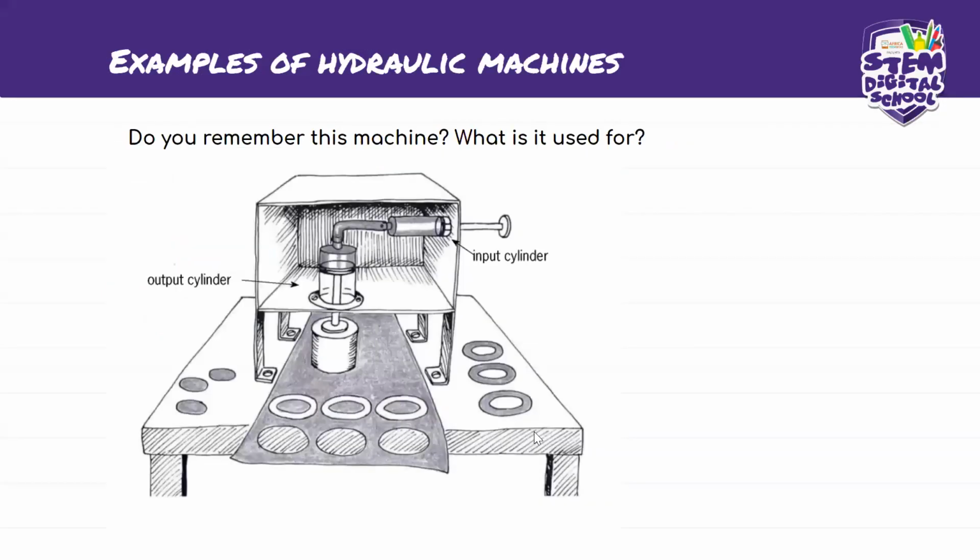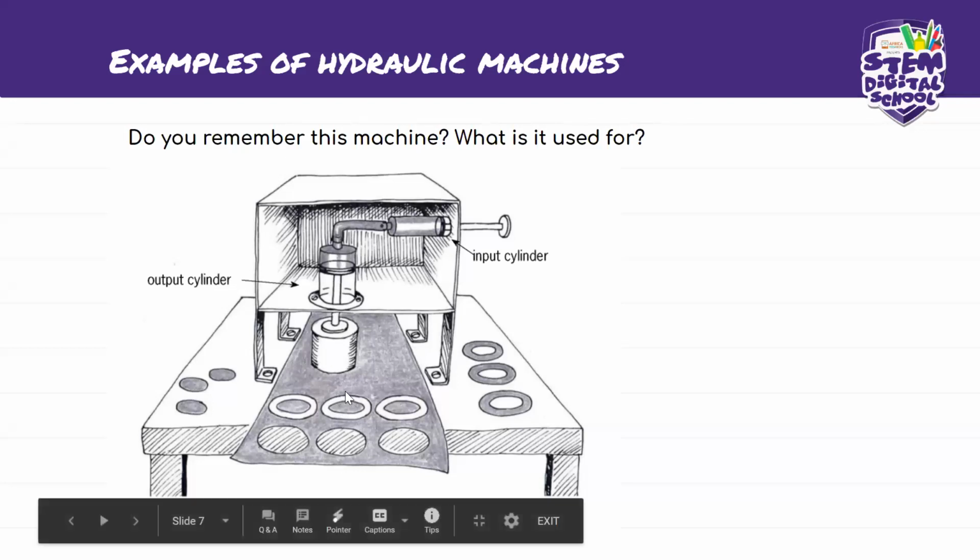This is what I'm talking about. If this is a hydraulic system and I am pushing here on the input, what will happen? The hydraulic fluid will move from the input cylinder through the pipe to the output cylinder, right, to the ram. The ram is this part, which will be working on the material that you are trying to cut. You see?